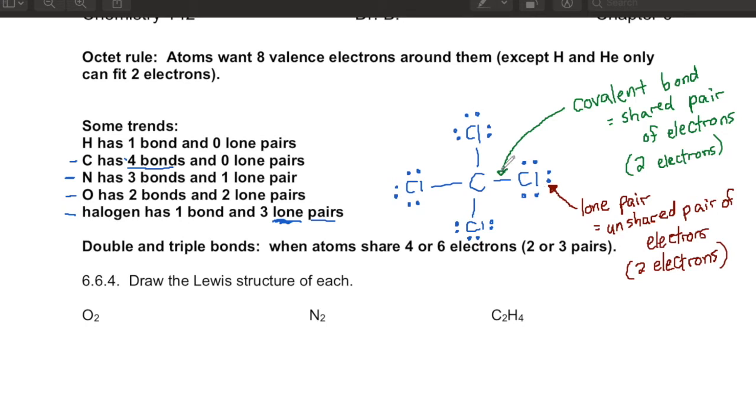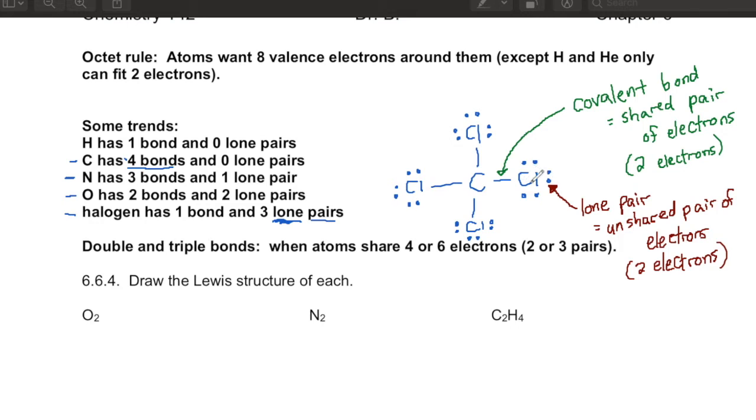So the bond that's being formed is a covalent bond. That's a shared pair of electrons. That line represents 2 electrons. Each of these pairs of dots, we call it a lone pair. I mean, it is a pair, so each electron is not alone. It's part of a pair, but it's not being shared. So that's what we mean by lone pair. This pair of electrons is only sitting on the chlorine. It is not being shared with the carbon or with any other atom.